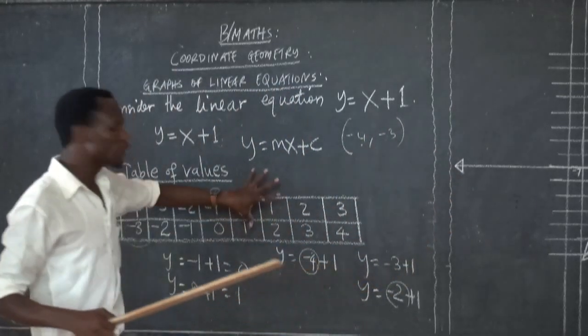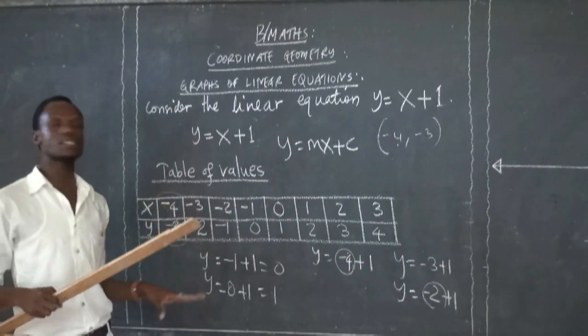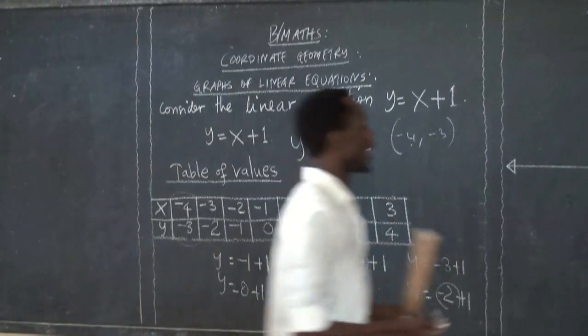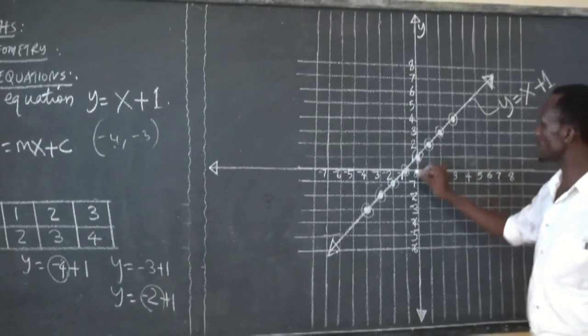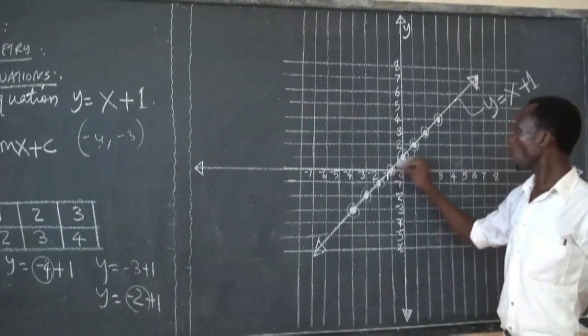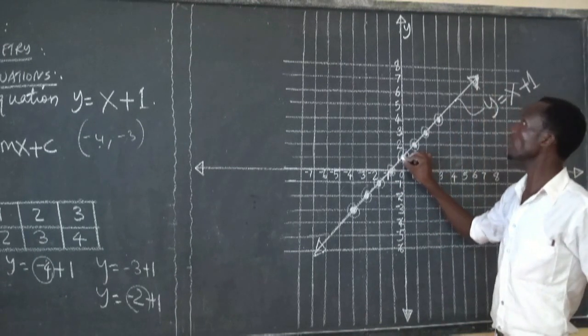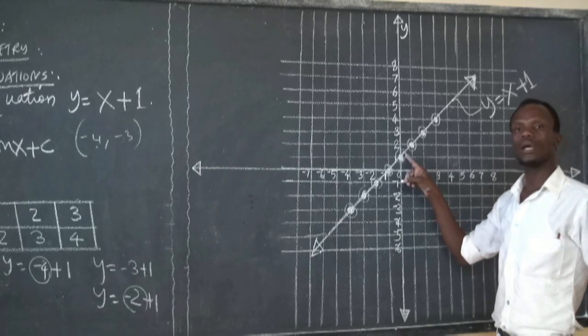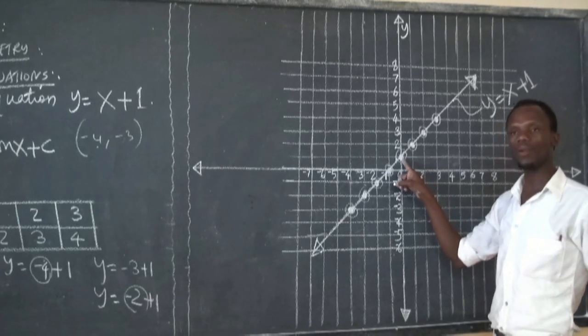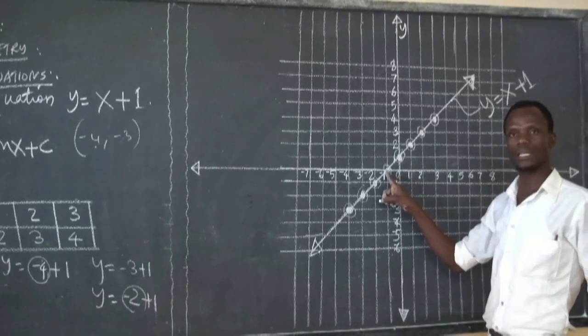Now, you can use y-intercept and x-intercept. And now you can see here, the y-intercept is here and the x-intercept is here. Now, where the line cuts the y-axis, that point is called the y-intercept. We learned about it. And the x-intercept is here.